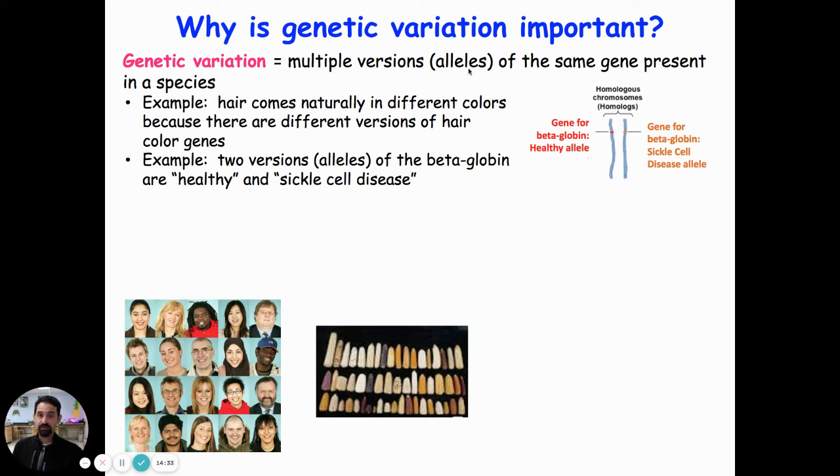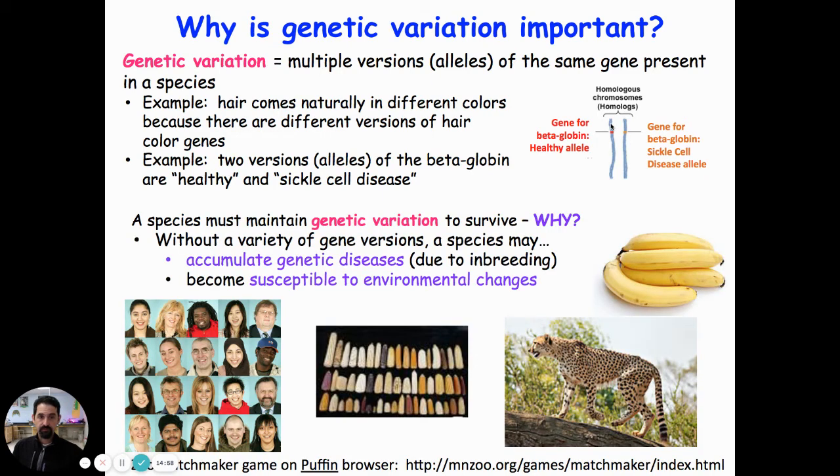Multiple versions or alleles of the same gene present in a species. Here's a good example. We've got these homologous chromosomes. This was from one parent. This was from another parent. This is the gene that controls sickle cell disease. It's a protein called beta globin. If you have normal beta globin, then you have a healthy allele. This one would be the diseased allele.